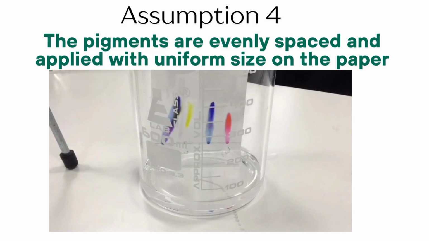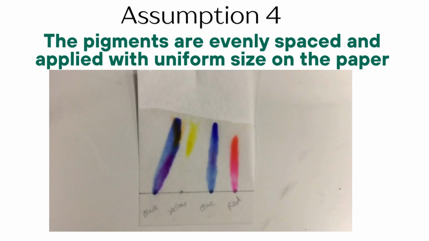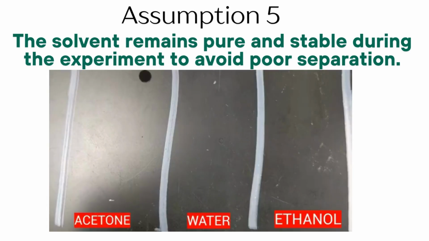Assumption 4 is that each pigment moves on its own without reacting with others. Some inks contain mixed dyes that can overlap or interact, causing confusion in the results.